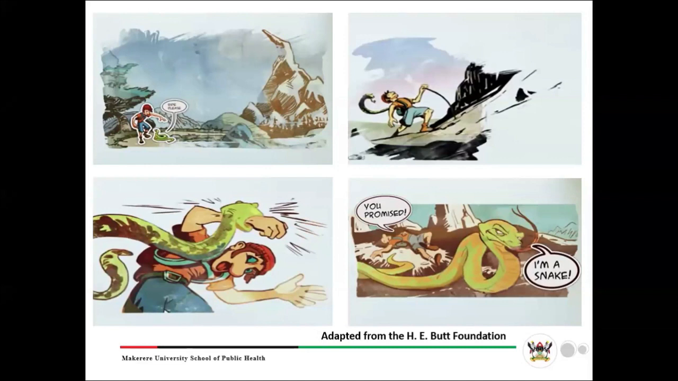And as he was dying, he told the snake, "You promised that you would not bite me." And the snake told him, "I'm a snake. What did you think?" So this is just a brief story, meaning that a snake is always a snake. Whether it says that it will not bite you, when it reaches its comfortable zone, it will bite you.